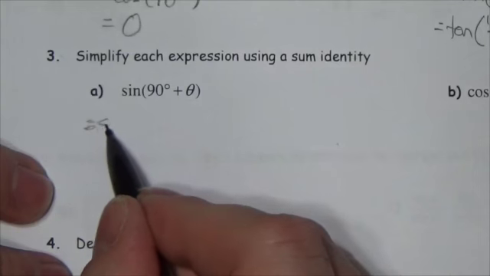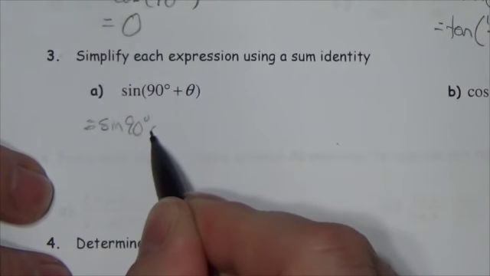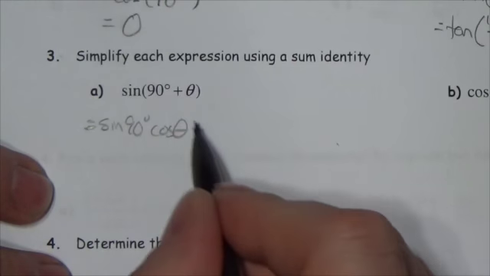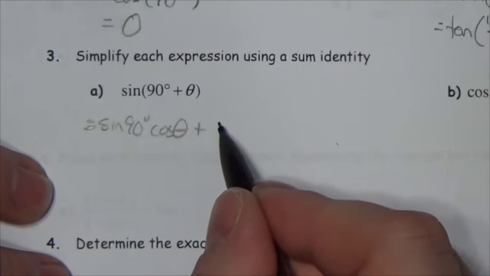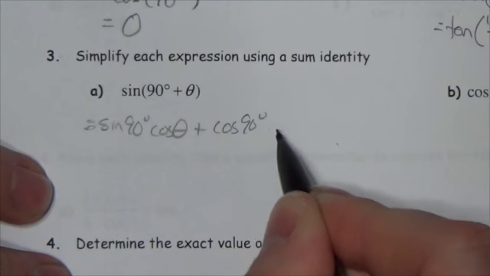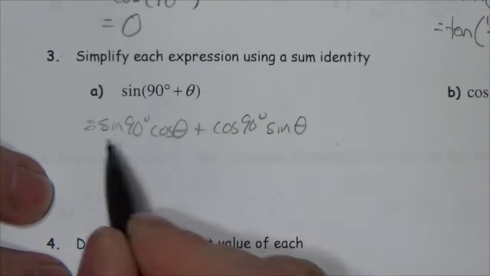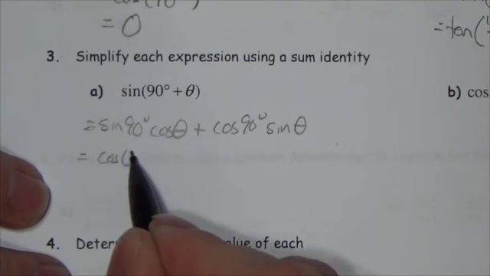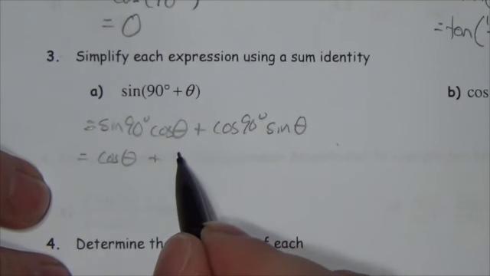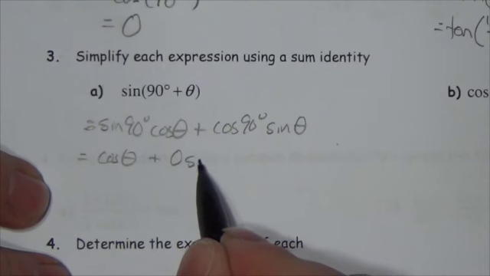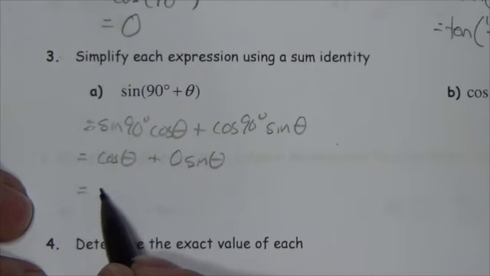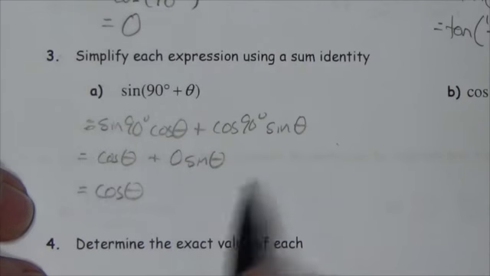But when we expand this, we are going to get the sine of 90 degrees, the cosine of theta, and then plus, because sine maintains that operation, the cosine of 90 degrees, and then the sine of theta. Now, the sine of 90 is 1, so this becomes 1 times the cosine of theta. But the cosine of 90 is 0, so that's 0 times the sine of theta, and that makes this second term actually disappear. And so this is just equal to the cosine of theta.